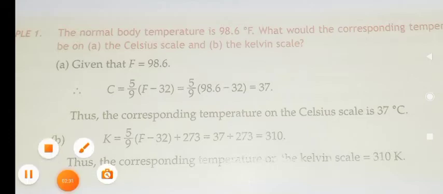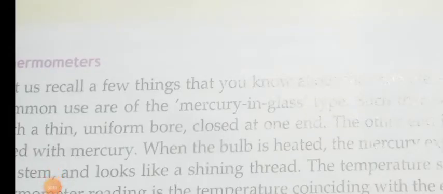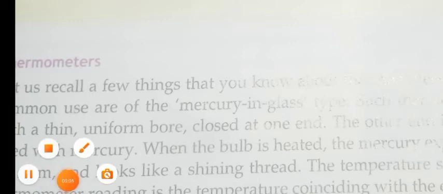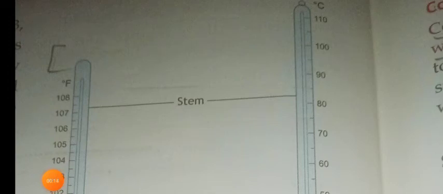So to measure these temperatures, we use a device called a thermometer, and let us study about this in detail. Okay children. Most thermometers in common use are of the mercury in glass type. Such thermometers have a long glass stem with a thin uniform bore closed at one end. Okay, so like this.